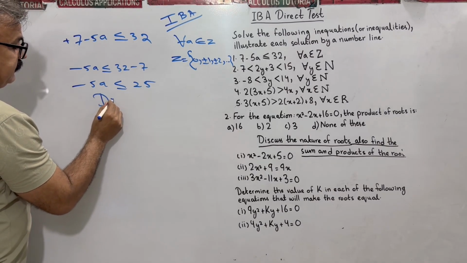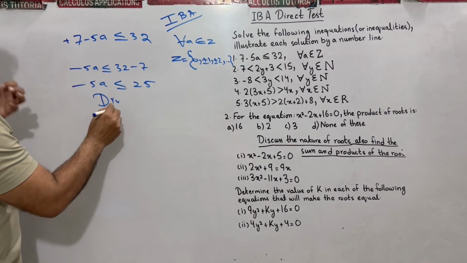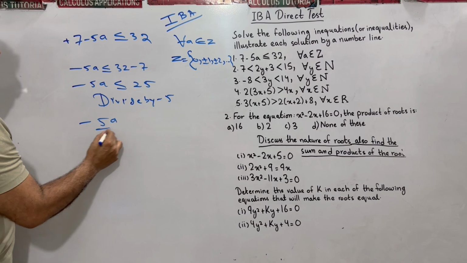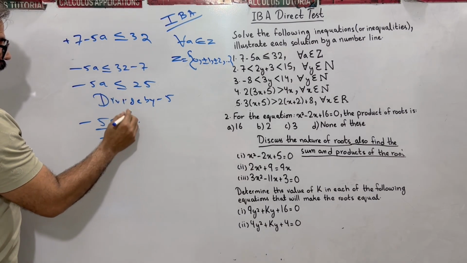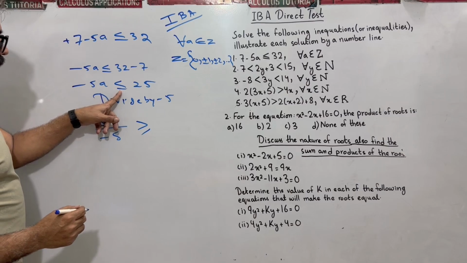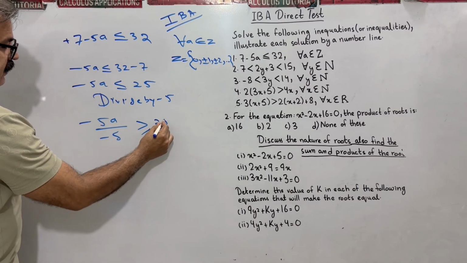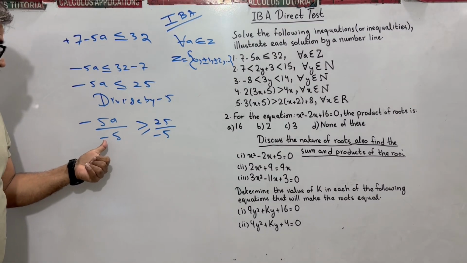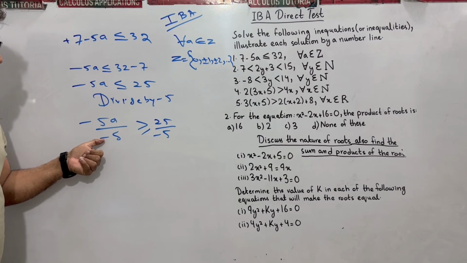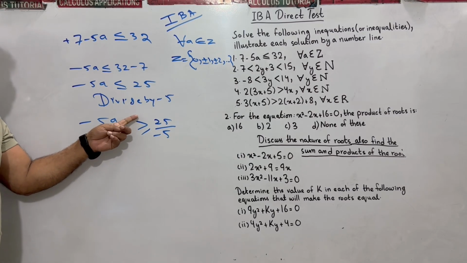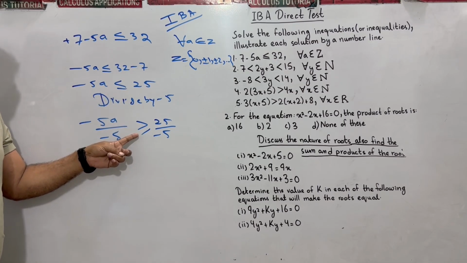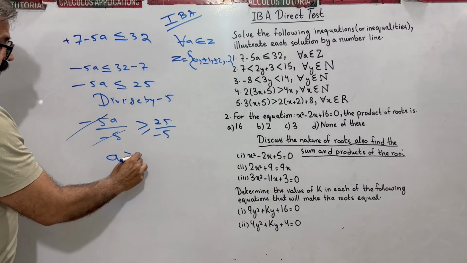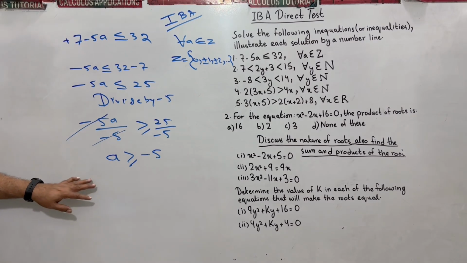Divide by minus 5. I have minus 5a divided by minus 5, and less than or equal to becomes greater than or equal to, 25 divided by minus 5. Whenever we divide or multiply by anything negative, we have to change the sense. Less than or equal to changes to greater than or equal to. Minus 5 cancels, so A is greater than or equal to minus 5.